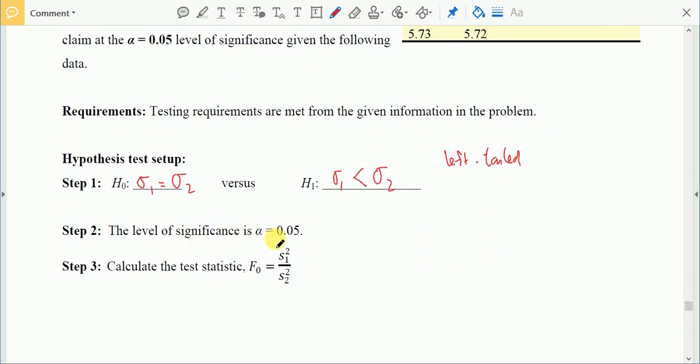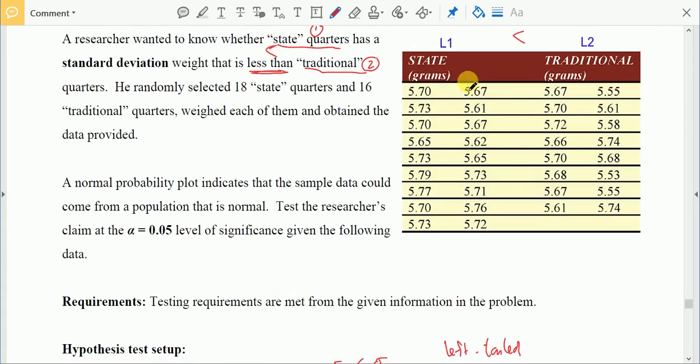The level of significance is alpha equals 0.05. Now this is the sample variance of the first data, and this is the sample variance of the second data. So you're going to put these 18 values into the TI-83 or 84 and compute the standard deviation first, because when you square that, you get the variance. The standard deviation of this data from the calculator, from the last section, is 0.0497, and s2 is going to be around 0.0689.